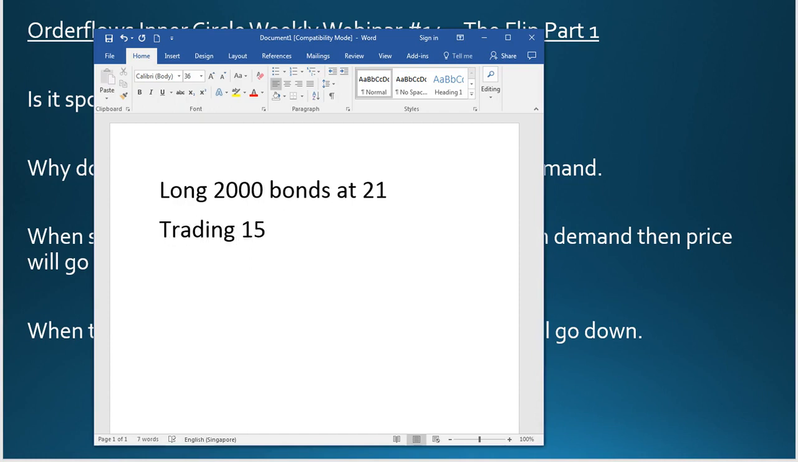Okay, we sort of stop at 15. Well, you're long 2,000 bonds at 21, and it's trading at 15. It's against you right now. You need to get out. So what do you do? Do you start selling the 15s? No. What locals would do is they would start bidding.